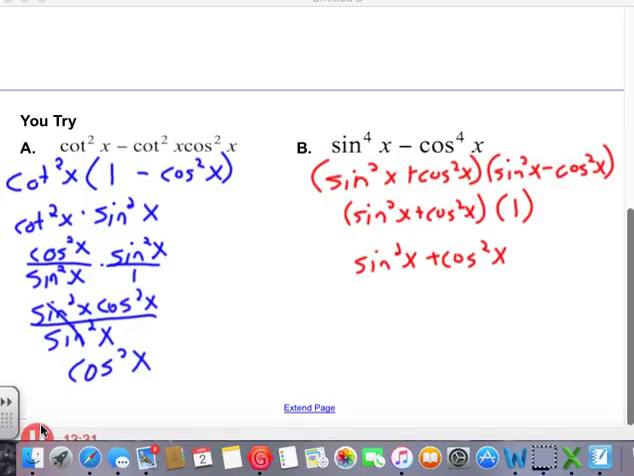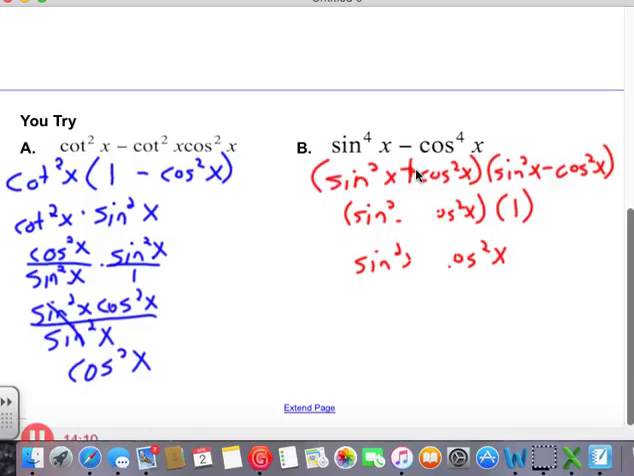All right, on this next one, you see just 2 terms, so we got to use difference of squares. So what do I square to get sine to the 4th? I square sine squared, right? So I also do the same thing with cosine to the 4th. I square cosine squared. So the 2 things I'm squaring are sine squared and cosine squared. So I do sine squared plus cosine squared and sine squared minus cosine squared. And then once I get that, I use the Pythagorean identity that sine squared plus cosine squared equals 1. And so then I'm just left with sine squared minus cosine squared.